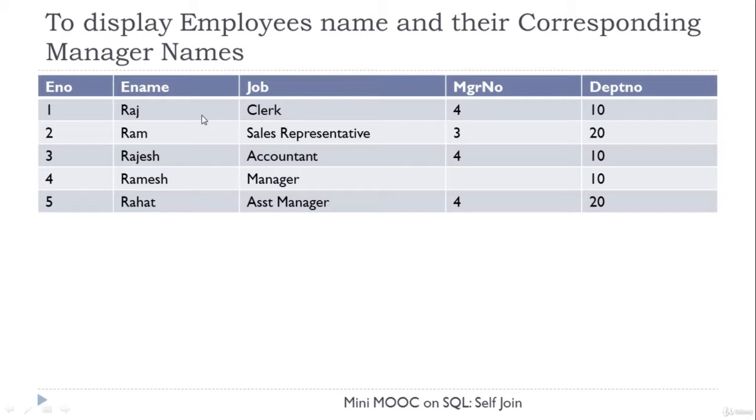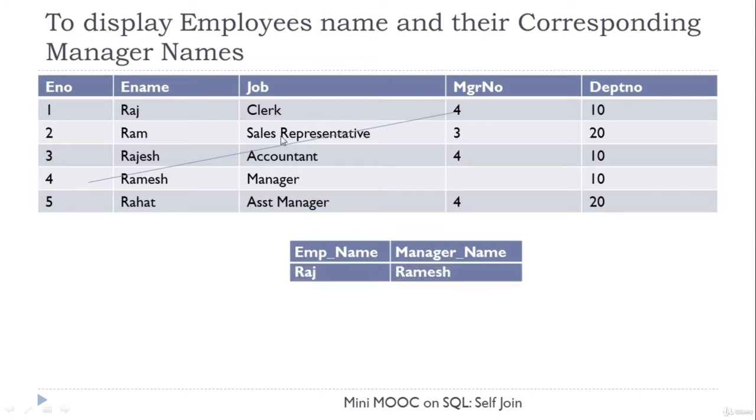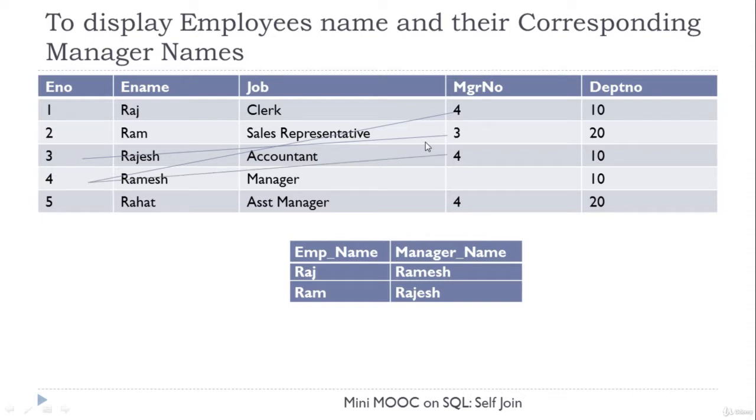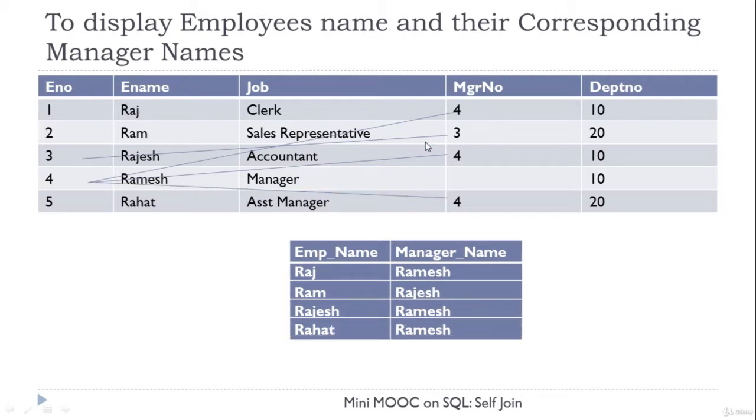Here employee number 1, having name Raj, has manager number 4 and his manager name is Ramesh. So the desired output pair is Raj and Ramesh. Employee number 2, whose name is Ram, has manager number 3 and his name is Rajesh. Thus the desired output pair is Ram and Rajesh. Employee number 3 has the name Rajesh and his manager number is 4, whose name is Ramesh. Thus the desired output pair is Rajesh and Ramesh. Since employee number 4, Ramesh, has no manager, his record will not appear in the output. Employee number 5 has manager number 4, whose name is Ramesh, thus the desired output is Rahat and Ramesh.